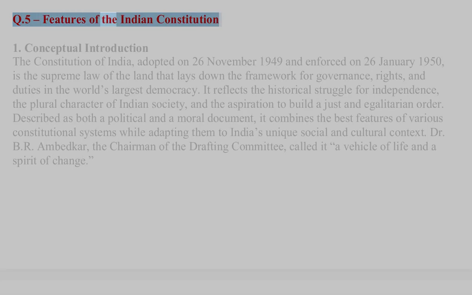Q.5 Features of the Indian Constitution. 1. Conceptual Introduction.